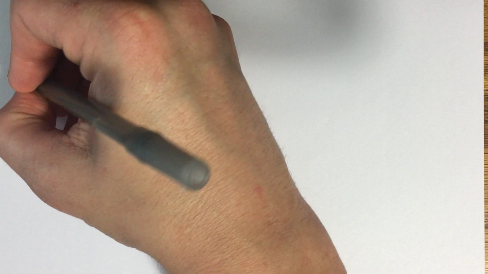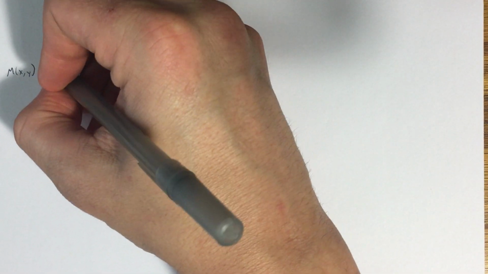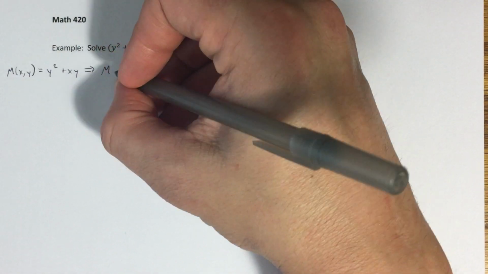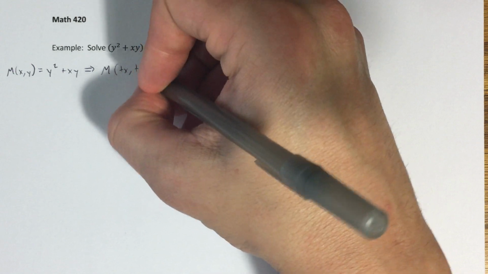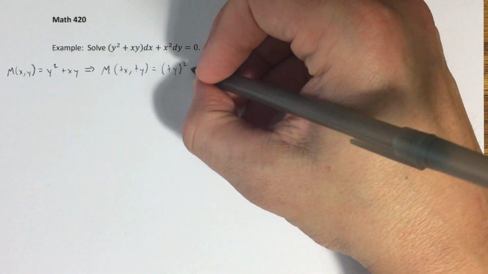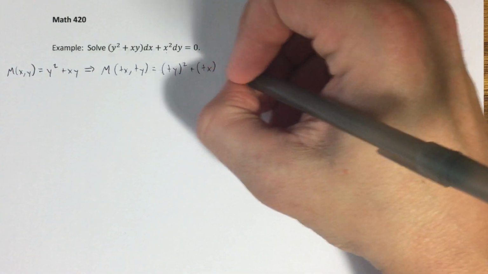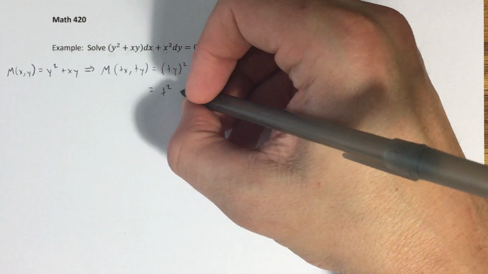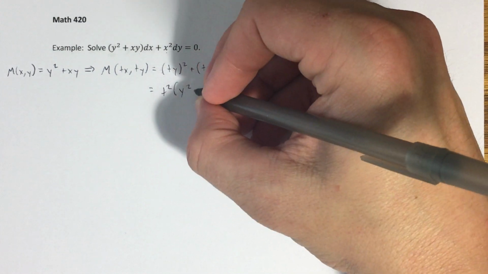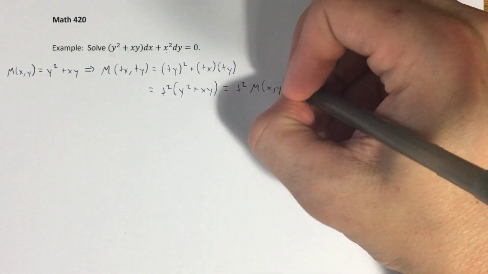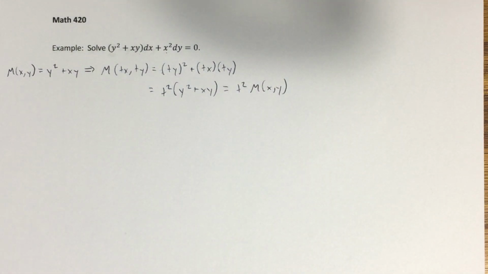So for example, if I define M of x,y to be that first function, y squared plus xy, then that would imply that M of tx, ty is equal to (ty) squared plus tx times ty. And it's very easy to show here that this is equal to t squared times (y squared plus xy), or in other words, t squared times M of x,y.